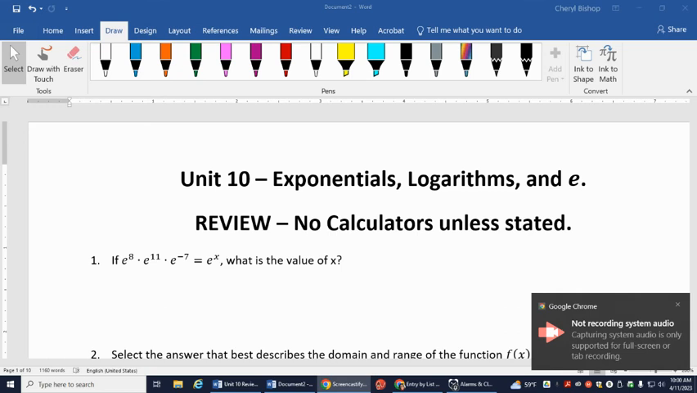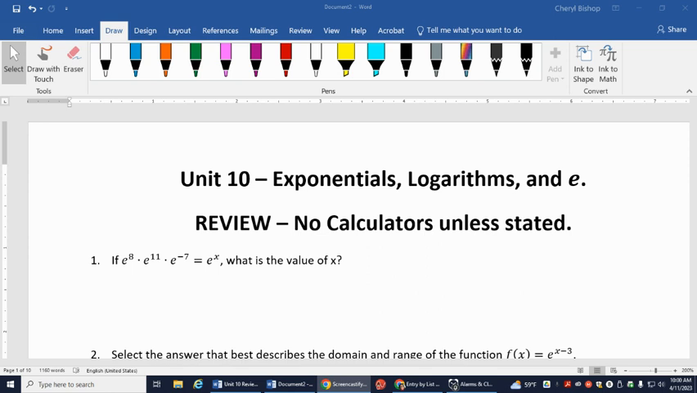All right, so we're going to look at Unit 10, exponentials, logarithms, and e. On this review, we're not going to use a calculator unless it's stated that we can use a calculator.